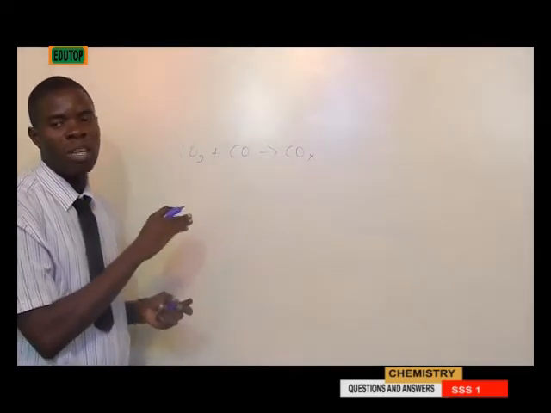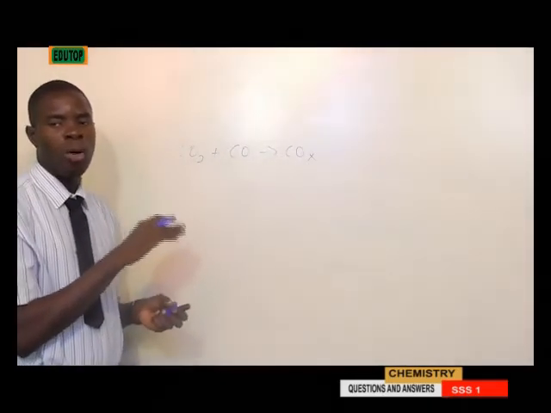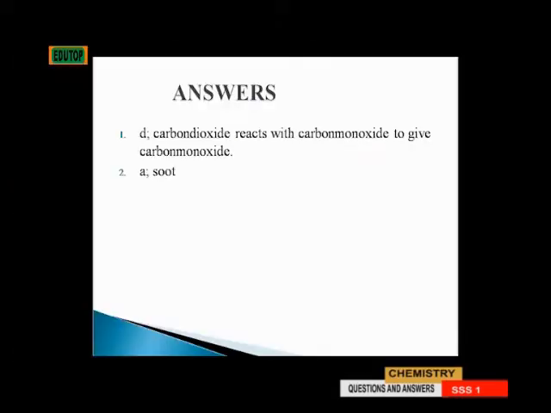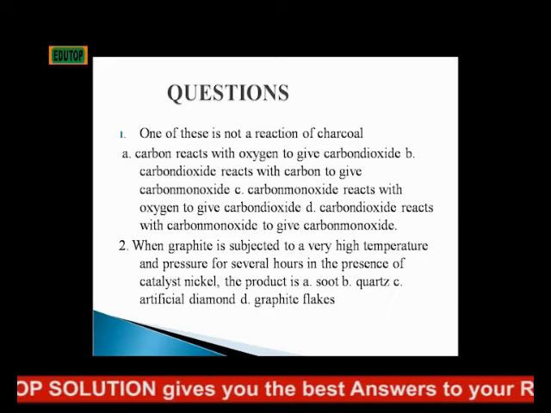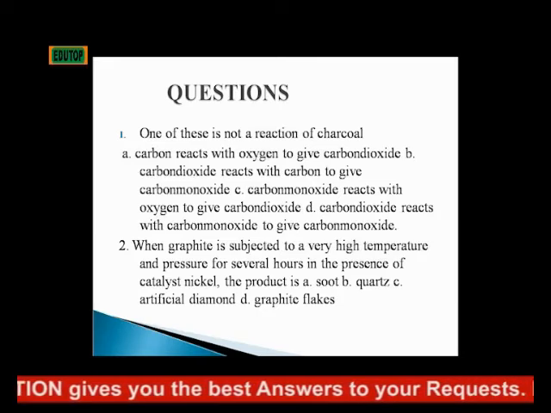So the answer to question number 1 is option D, which is carbon dioxide reacts with carbon monoxide to give carbon monoxide. Question number 2. When graphite is subjected to a high temperature and pressure for several hours in the presence of nickel catalyst, the product formed is A, soot, B, quartz, C, artificial diamond, D, graphite.